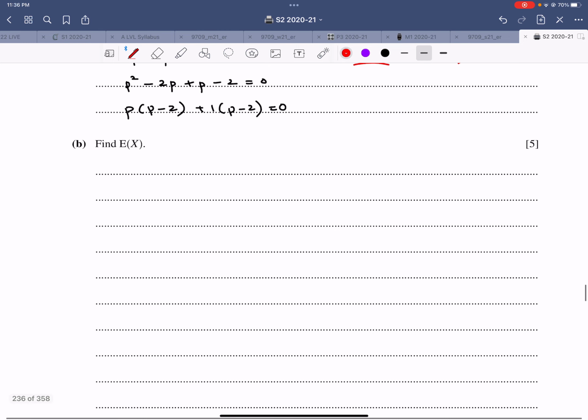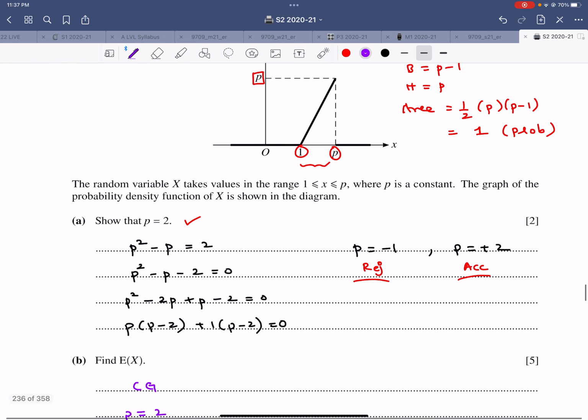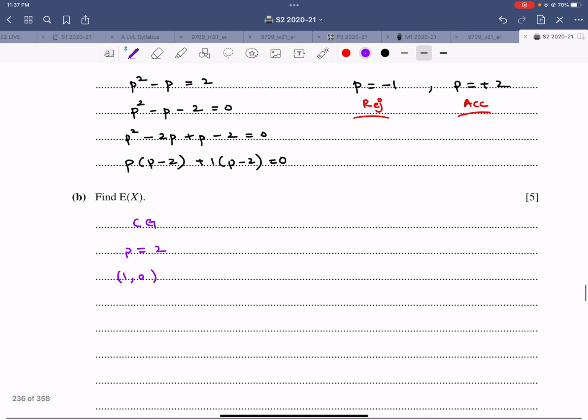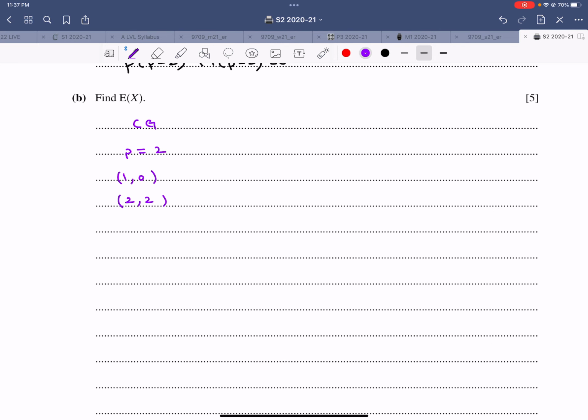Value of p is 2 and you see this line. So therefore let's find the gradient of this line. So p is 2, one point, that is 1 comma 0. The other point is p comma p, so that is 2 comma 2. Find the gradient, that is 0 minus 2 over 1 minus 2. That is negative 2 over negative 1, which is positive 2.